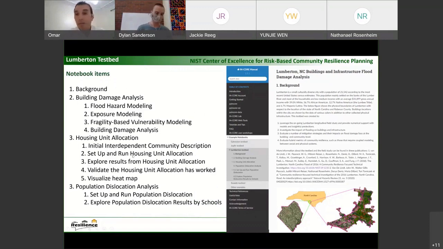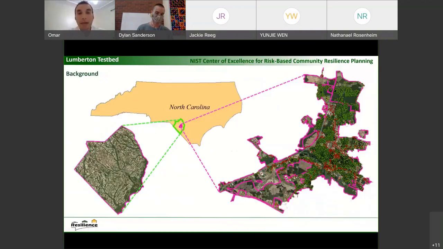So first, Lumberton is a small city within Robeson County, which is in southeast North Carolina. It has almost 20,000 buildings. Actually, it's less than 20,000 buildings. It's 21,000 in population. And this is the geographical location for each building within Lumberton, color-coded based on their occupancy. Most of the green buildings are different types of residential buildings. The red, yellow and orange are commercial, retail and industrial buildings.